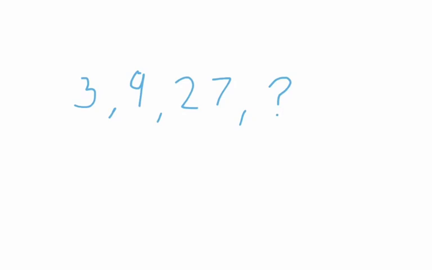Okay, if I say, okay, how do I get from 3 to 9? Well, I can add 6. So does that mean I'm going to add 6 again? Well, 9 plus 6 is 15, so that means 27 would be wrong. So, what is it? How do I get from 3 to 9? Well, 3 times 3 is 9. What is 9 times 3? It is 27. Okay, so that is my pattern.